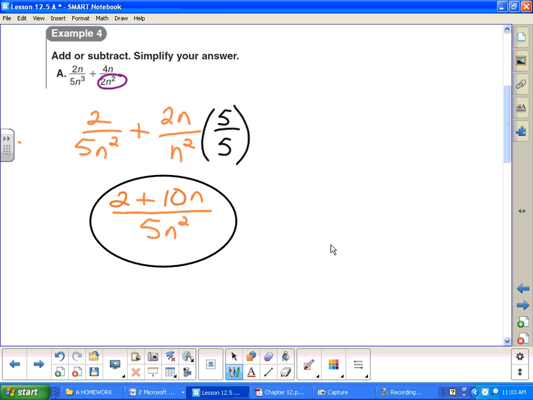And that's our answer. We cannot simplify that any further. We could take a 2 out of the numerator, but 2 doesn't go into 5, so I can't simplify that. It's done right there. So if you have a fraction that you can simplify, you want to do that first if you can, but we still want to make sure we get a common denominator. So what one has, the other one's going to need, just like with the least common multiple stuff. What one of them has, the other one needs.